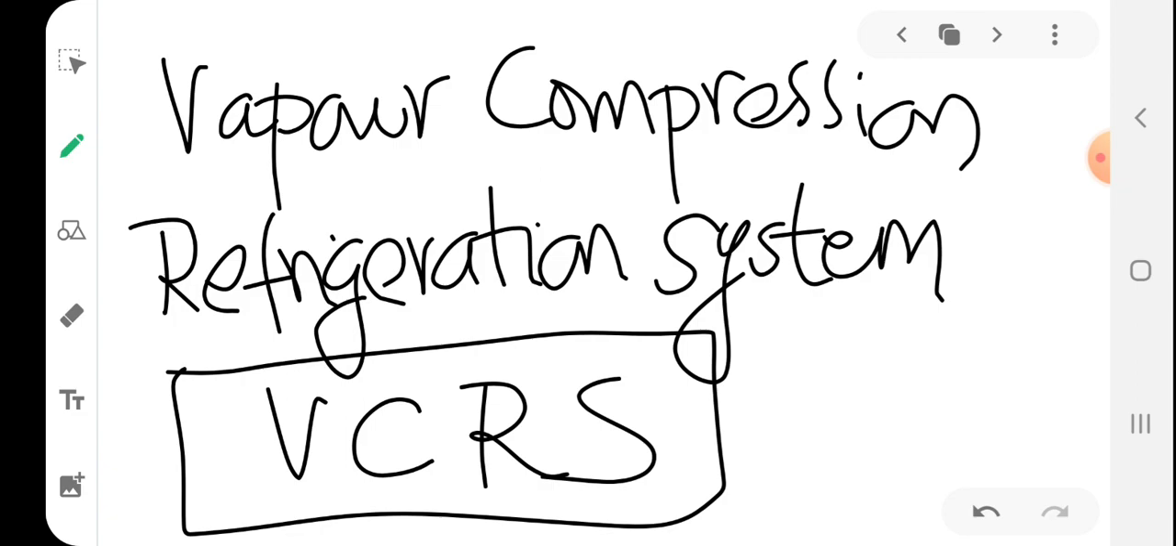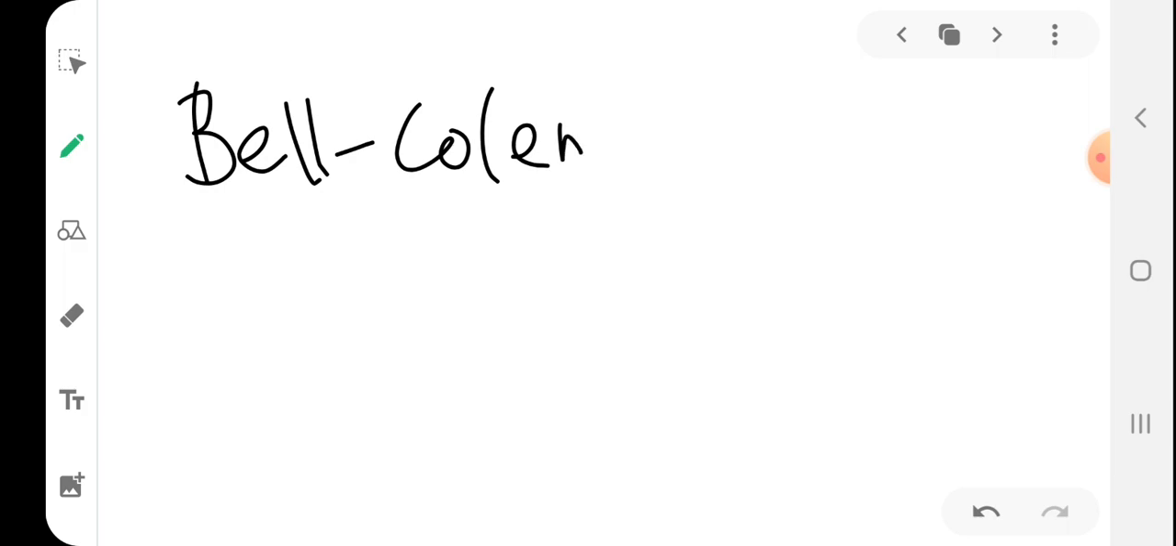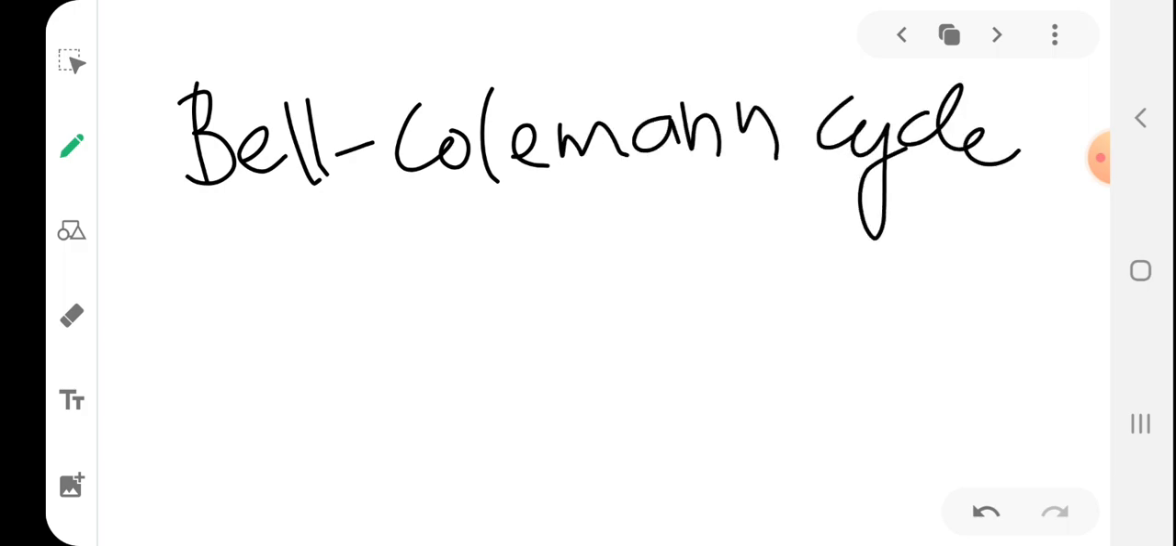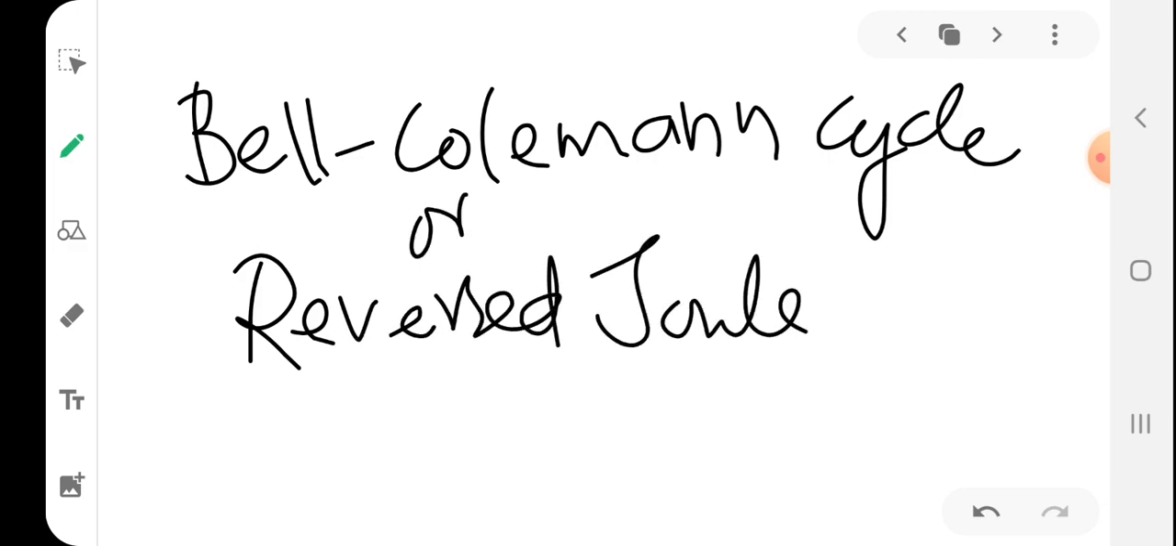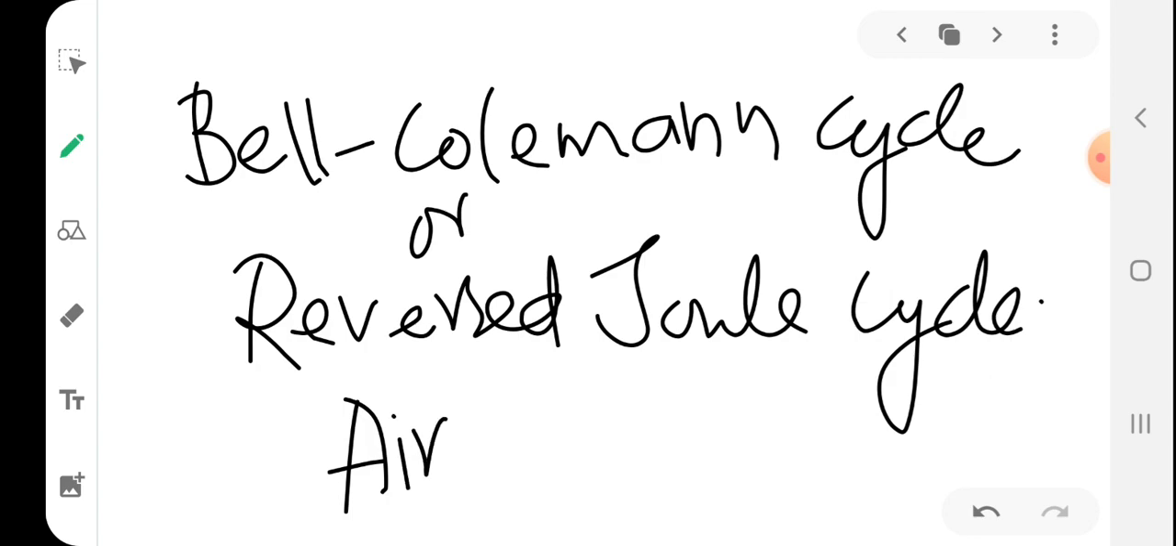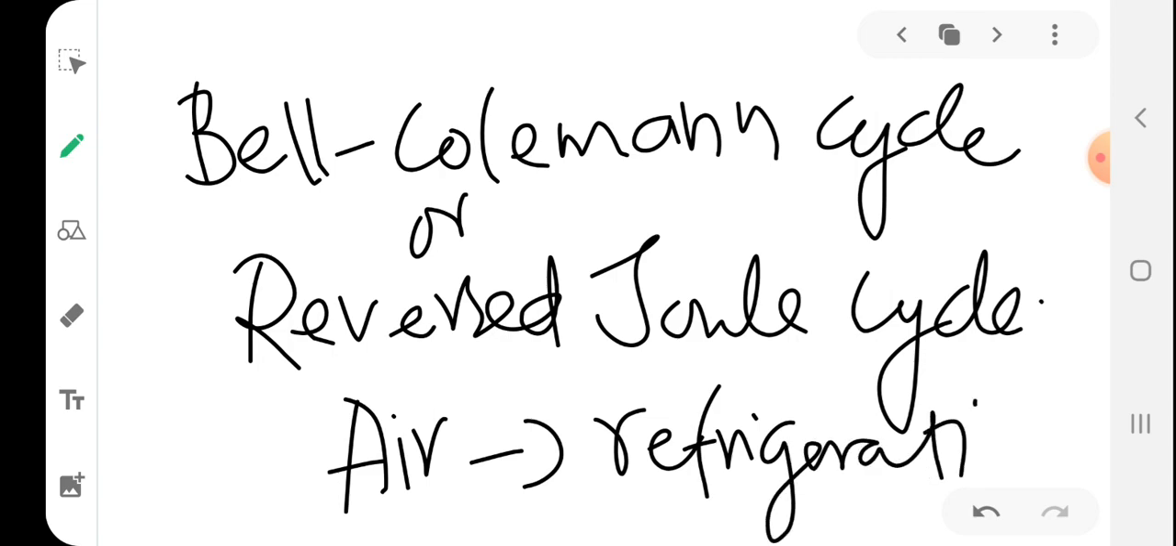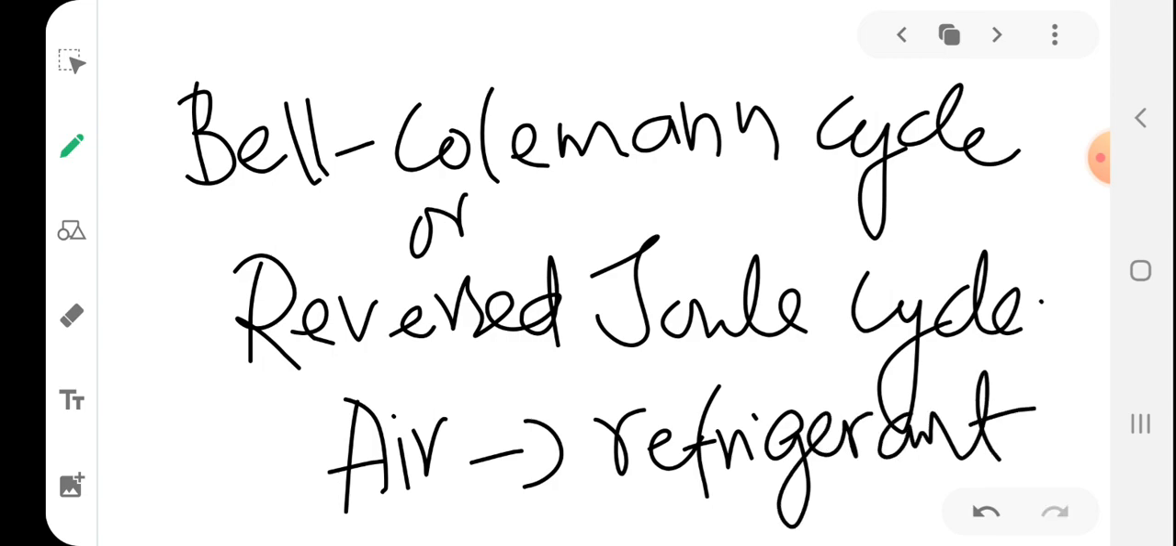So students, in the previous module, we learned a working cycle called the Bell-Coleman cycle, or simply the reversed Joule cycle. That was a cycle based on air as the working fluid. Air was the working fluid or refrigerant. It is known as a refrigerant because in a refrigeration cycle, the working fluids are known as refrigerants. So in the Bell-Coleman cycle, the refrigerant was air.